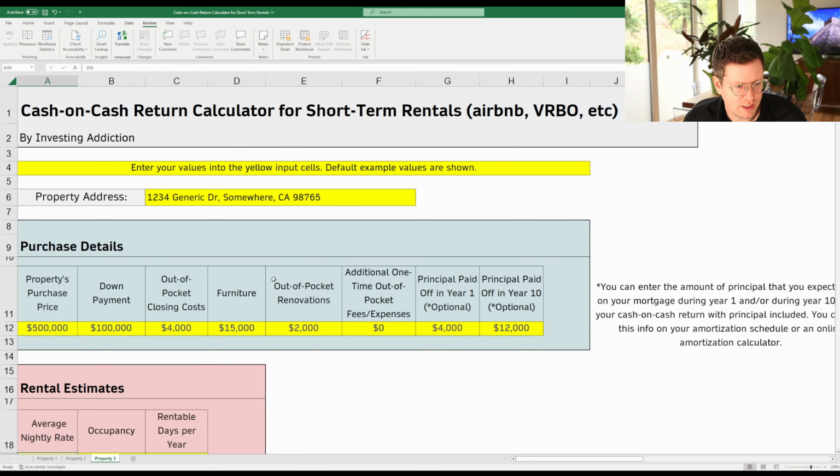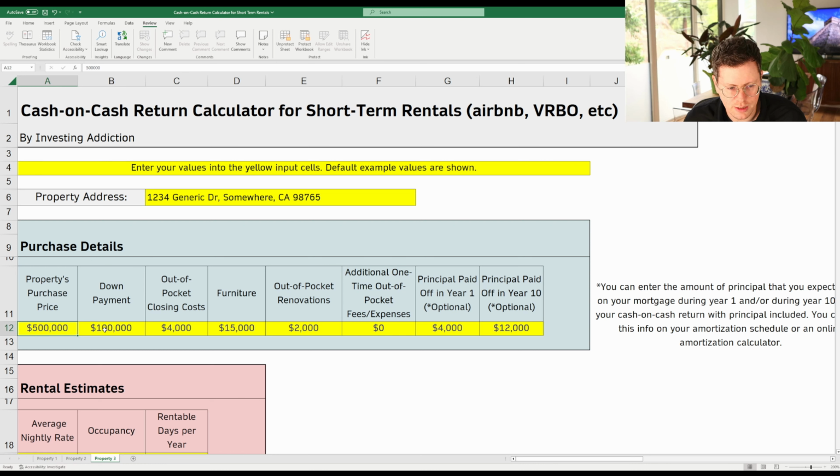So let's say that you're going to purchase the exact same property, but this time you're going to be listing it on places like Airbnb and VRBO as a short-term rental. I have a spreadsheet that is specifically for short-term rentals that you see here. So let's just quickly go through what the differences are.